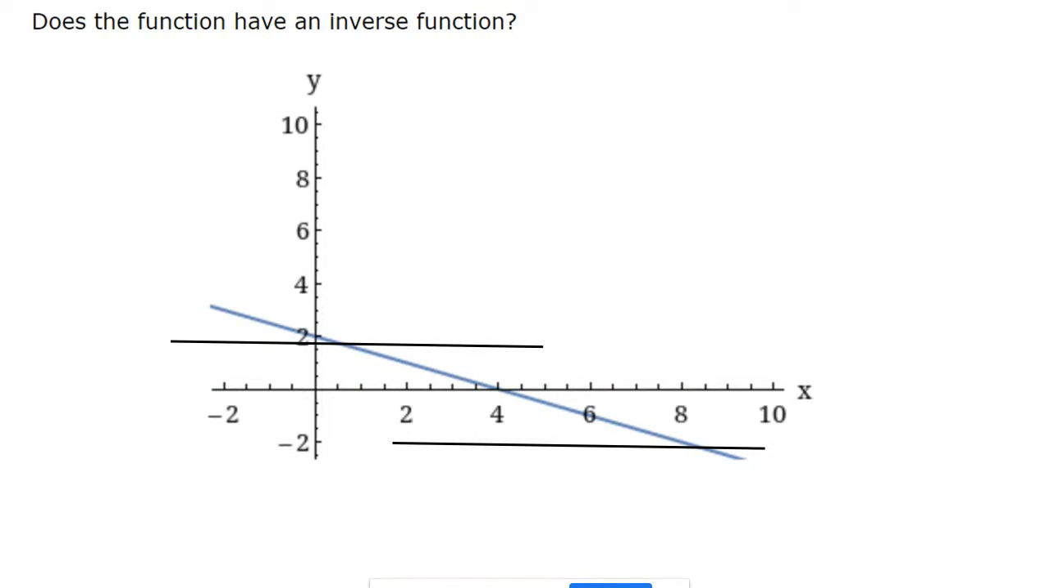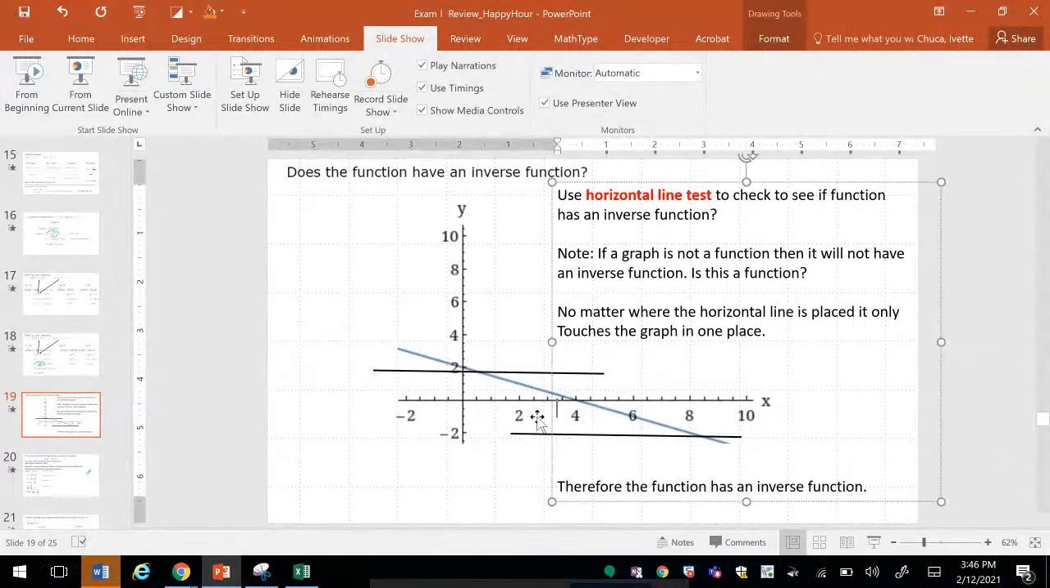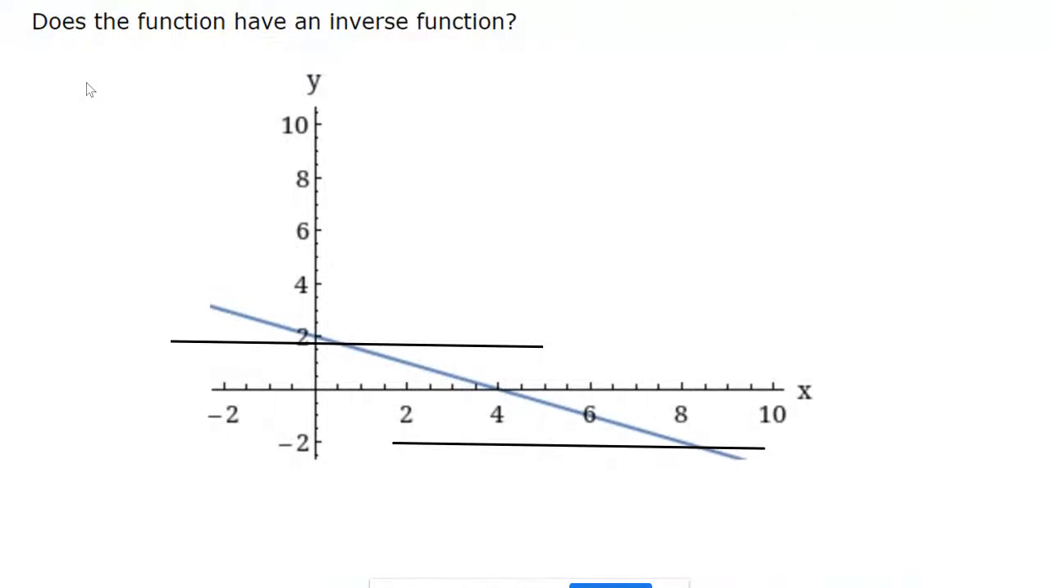Okay. Does the function have an inverse? I'm not sure why it looks crazy like that, but let me see. I think, let me just erase one. Well, I'll leave it like that. So does this have an inverse? So the line here is actually the blue one. Okay, so let me just write these here.